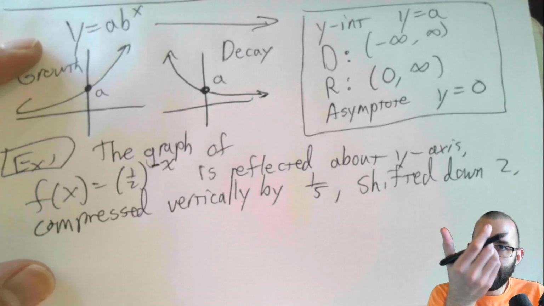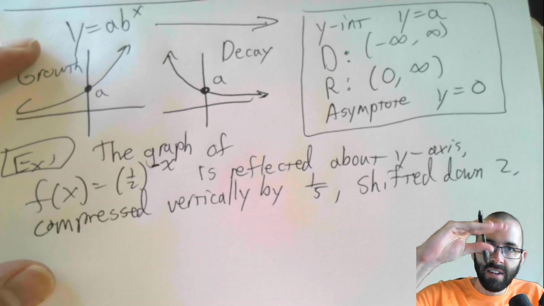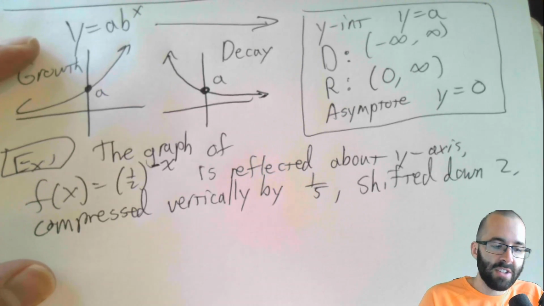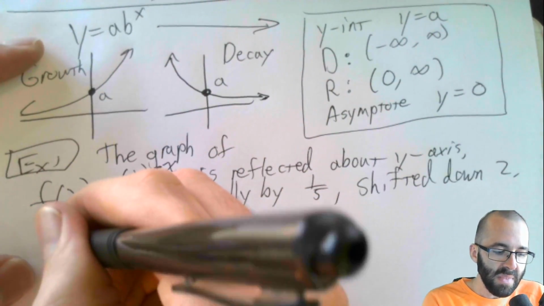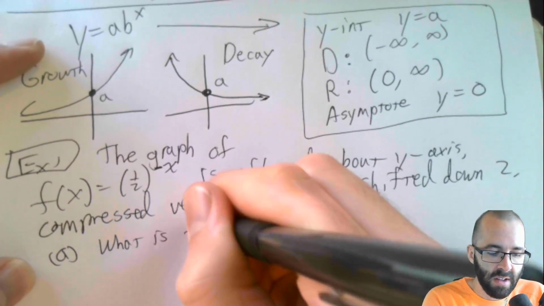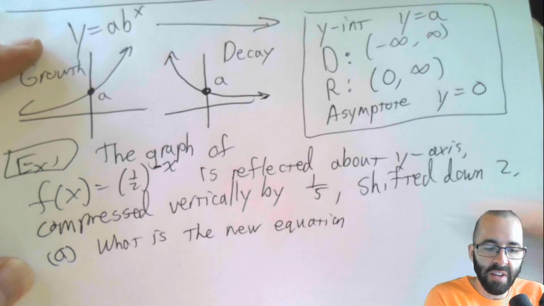Reflected about the y-axis, that's left to right. Compressed vertically, getting shrunk. And then the whole thing is getting shifted down 2 units. So part A is going to ask, what is the new equation? We have to incorporate all that stuff.